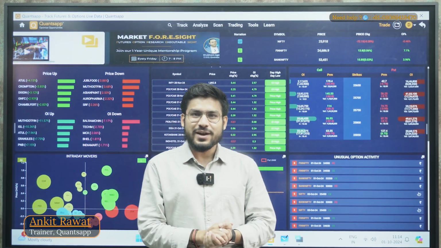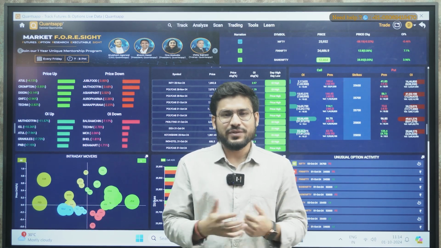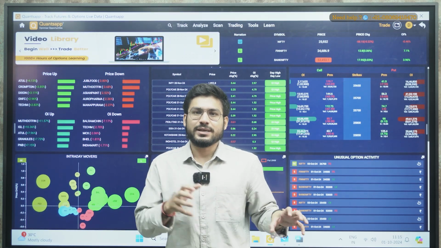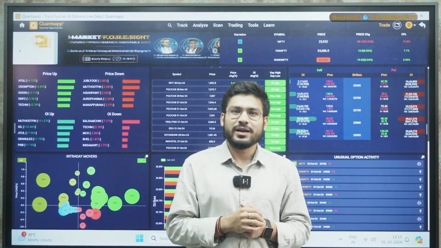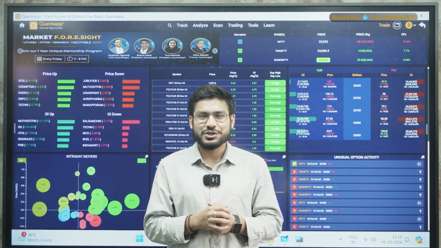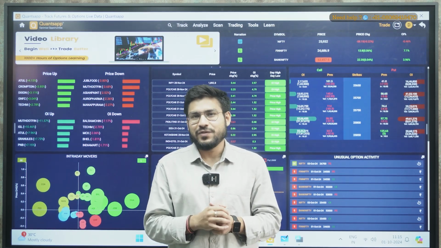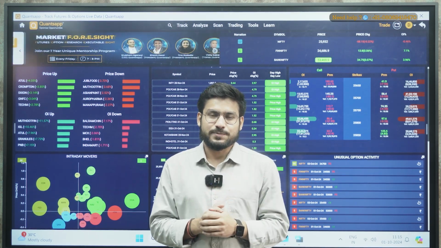Now till now we have discussed many BTST strategies, buy today sell tomorrow, in which we discussed how you can predict if there will be a gap up or gap down in the market tomorrow. If you haven't seen that video, you can search for it in the Concept application. Today we will be learning how you can trade after that gap up or gap down.